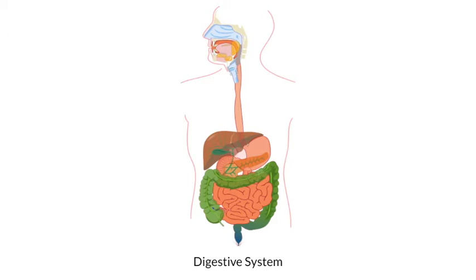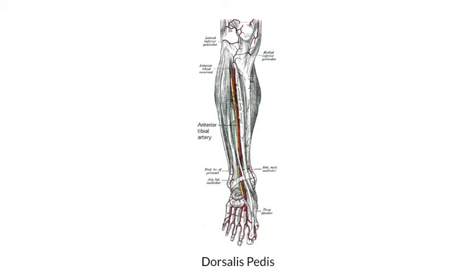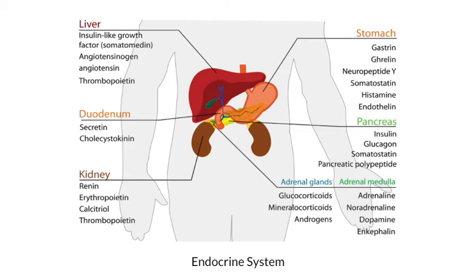The digestive system, through which the food travels in the body, and it gets broken down, digested into absorbable forms. Dorsalis pedis, it is just a fancy name for an artery that you can find on your foot. This supplies oxygen-rich blood to the foot, and it's pretty prominent. You can easily find that.